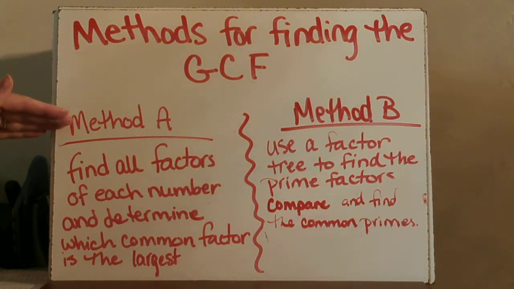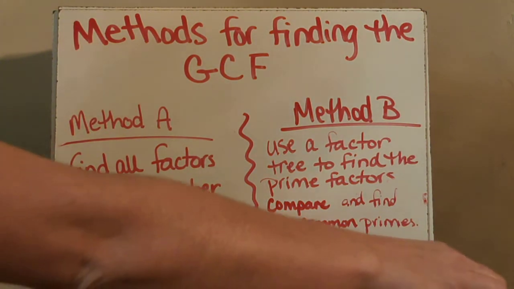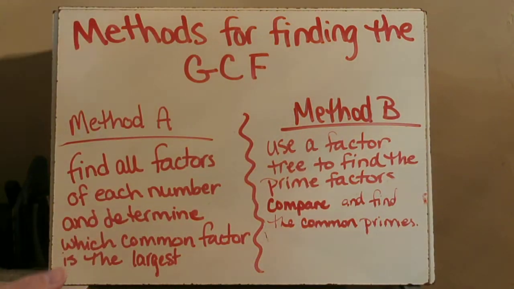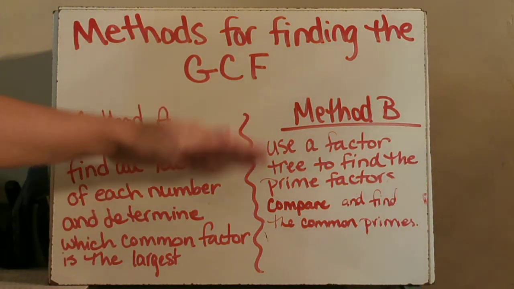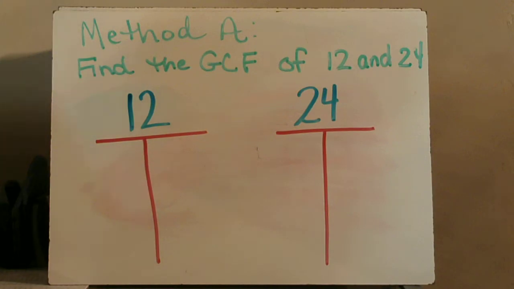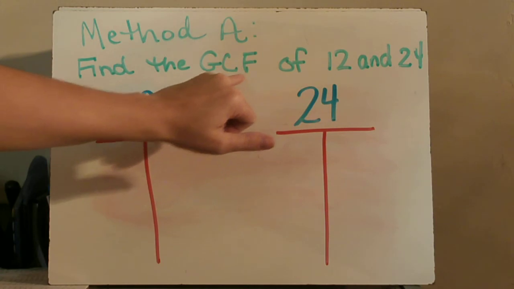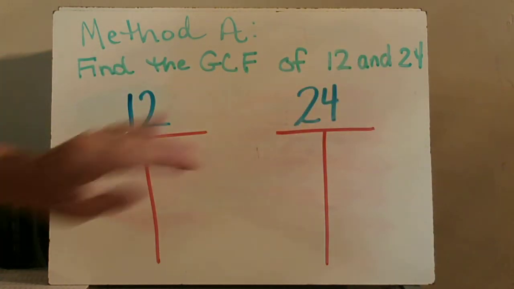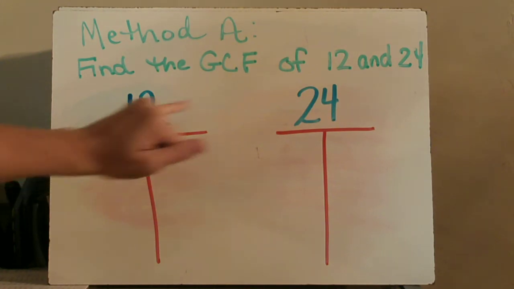Our first method, method A, says for you to find all factors of each number and then determine the common factor that is the largest. Method B says to use a factor tree to find the prime factors, compare and find the common primes. Okay? So method A, we're going to use a T method, and method B, we use the tree method to find the primes. Okay? So our first example using method A, this is find the GCF of 12 and 24. So we want to find the greatest common factor of 12 and 24.